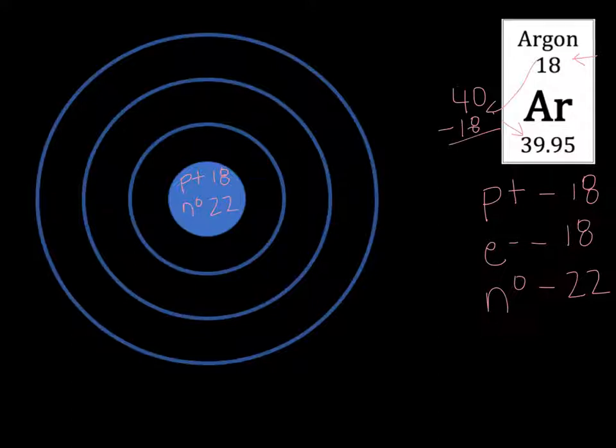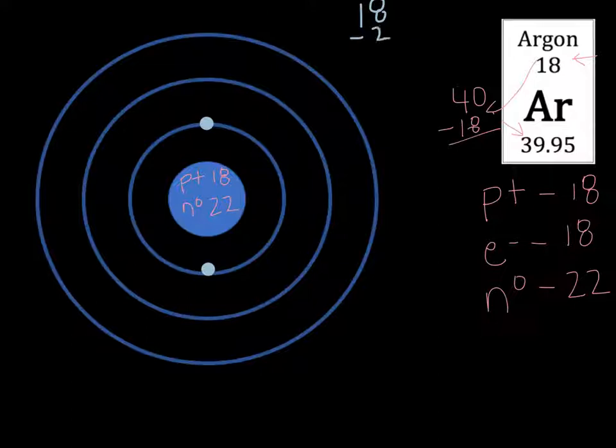Now we're going to place electrons on the energy levels. And remember, each energy level can only hold a certain number. We have a total of 18 that we need to fill. The first energy level can hold up to 2. 1, 2. And a quick note, it's almost easier to keep track of them as you go.